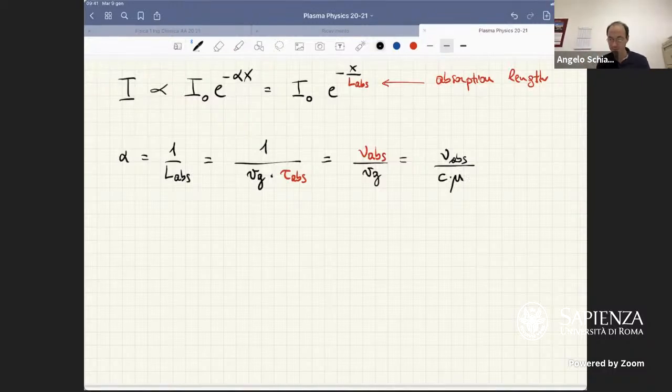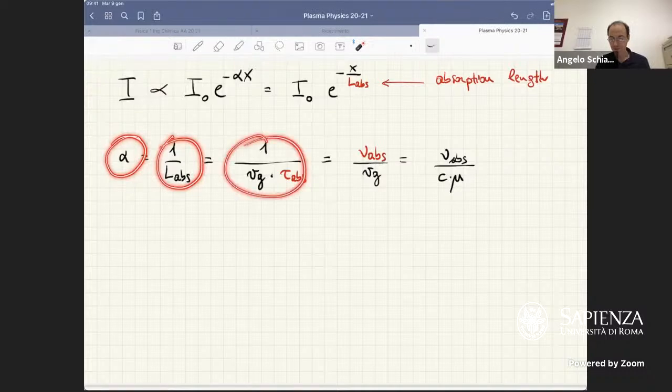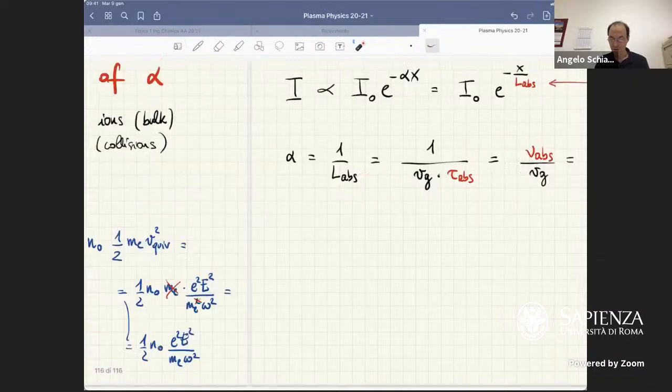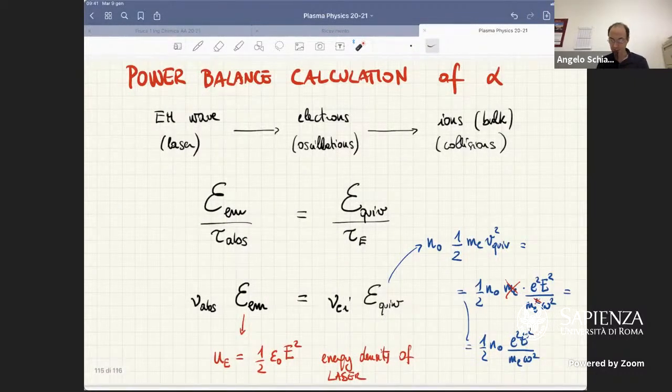Okay, now as you can see, we are deriving alpha at different steps. Given the laser, we know c obviously is a constant, and mu is a plasma property in here. Now we need the collision, the absorption frequency, but we can obtain the absorption frequency from the power balance we have written here. So you see that we can solve for the absorption frequency.